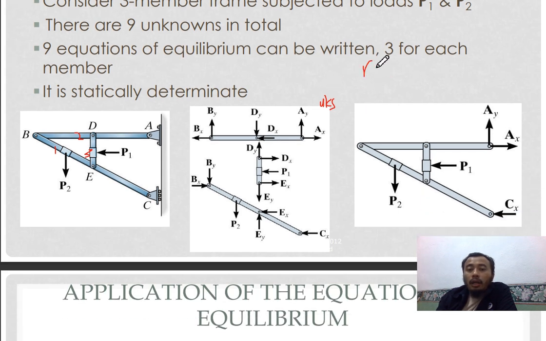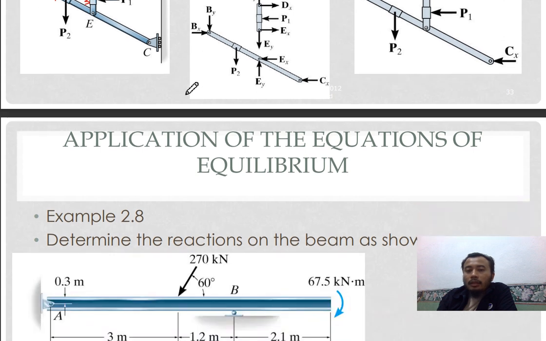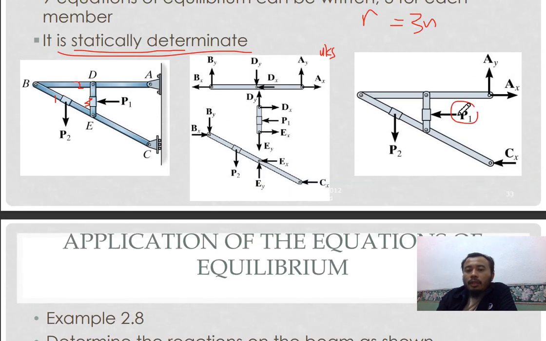Because R equal to 3n. We have 3 members and then 9 reactions. So we will satisfy, so it will be statically determinate. So you can determine the structure. So if there is a value here, there's a value here, so you can actually calculate the values at the reactions.